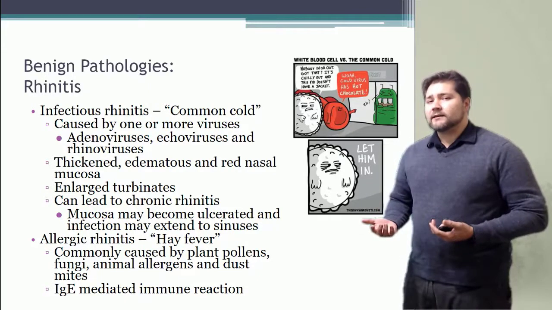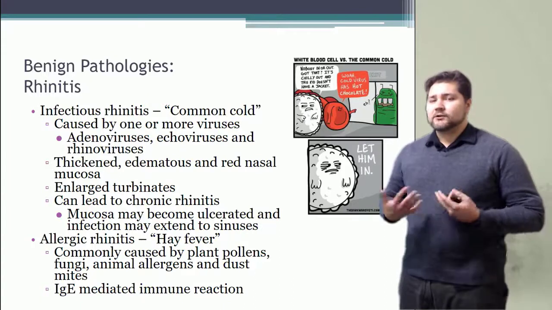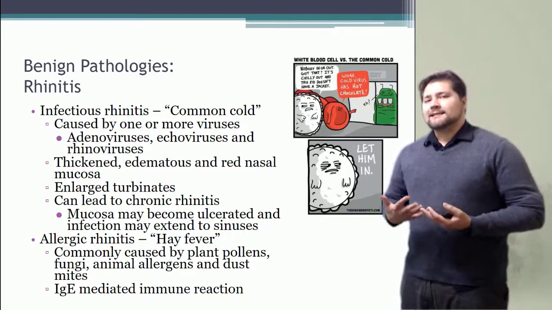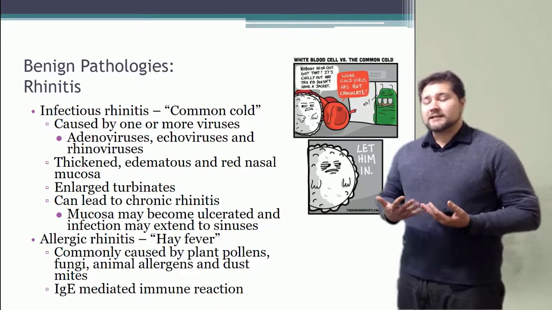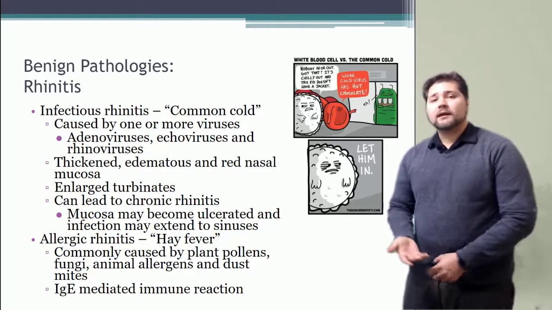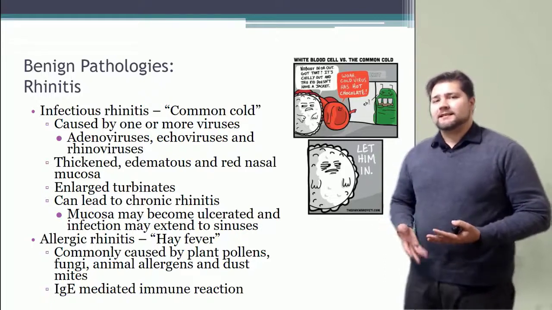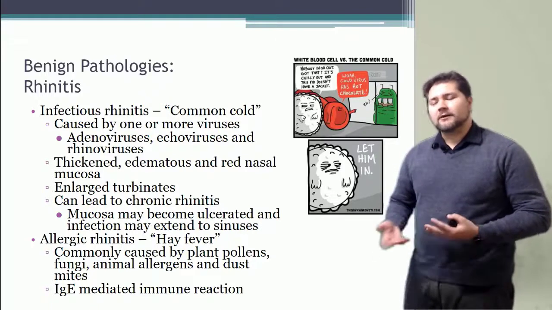And the problem there with enlarged turbinates, we'll see later, is that it kind of impinges on our ability to drain our sinuses. And so that's why we get some sort of congestion or potentially even headaches when we have a common cold. Now, if this infection persists, you can get chronic rhinitis, which can ultimately lead to scarring and may even involve the sinuses to get a sinus infection, something that we'll look at shortly.